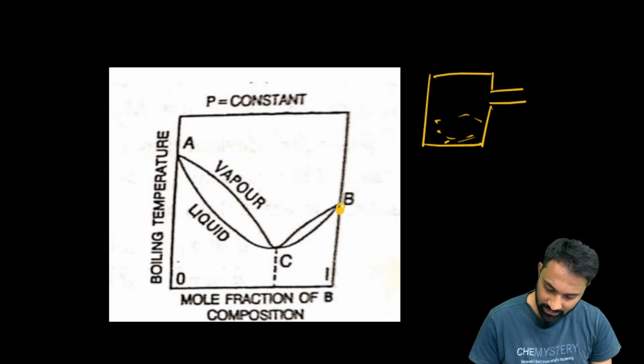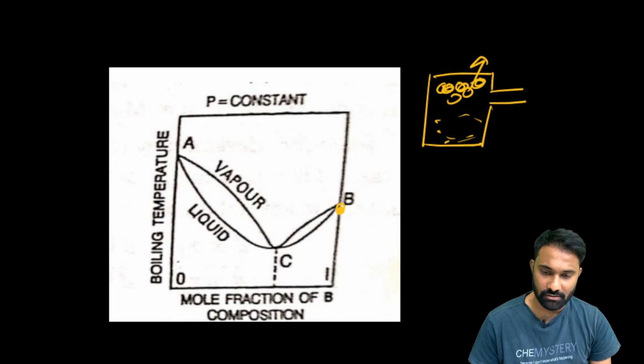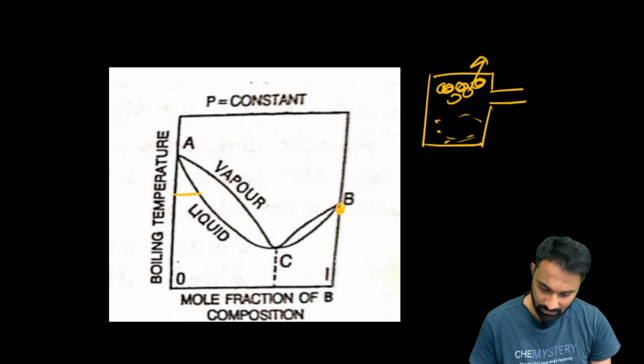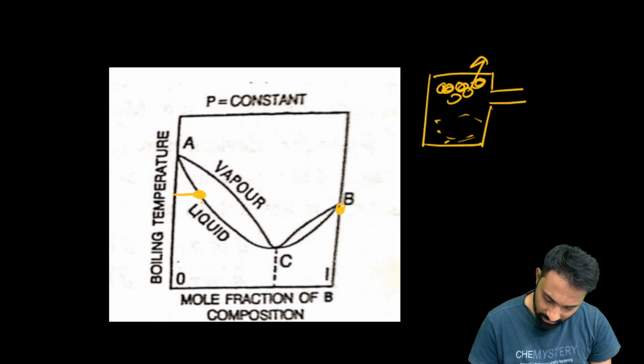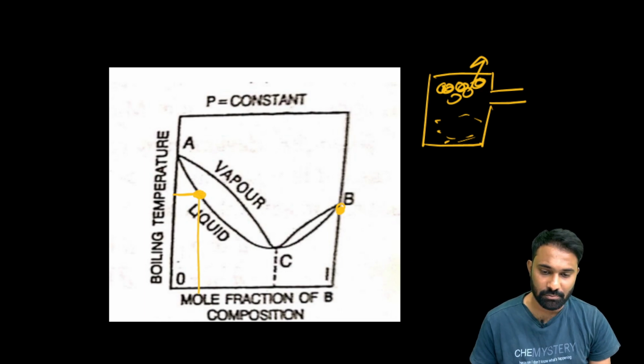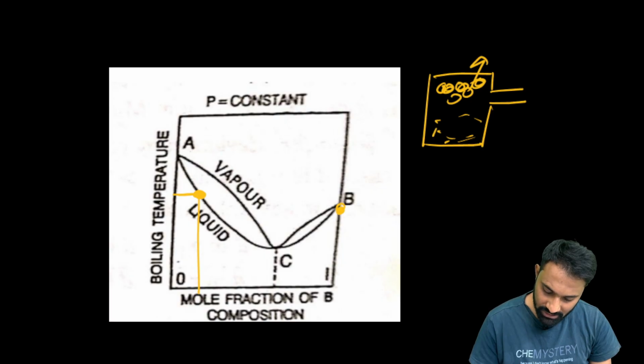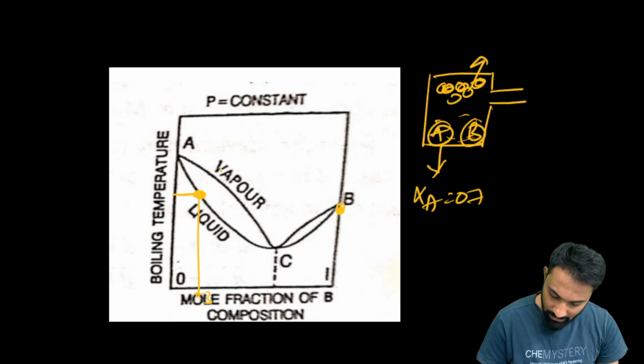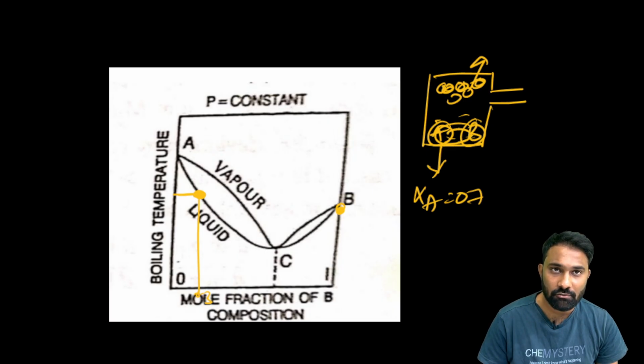Now here the boiling temperature of B is less, meaning in the gaseous phase B will be richer, right? Now you see, at this temperature the liquid composition is this much. Here, if it is A and B, the mole fraction of A is 0.7 and B is 0.3, so A should be more, right? So 0.7. Now the same way, I want to calculate the mole fraction in the gas above this liquid.